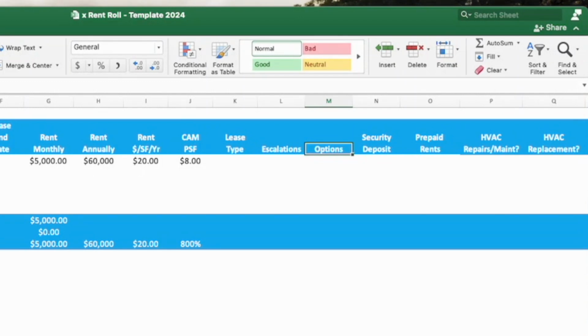They have one 5-year option to renew. So all that means is that what you want to write there is 1 5-year option. That 1 5-year option will tell the investor who wants to buy this that when Chipotle's lease ends in 2025, they can stay for an additional 5-year period if they want.